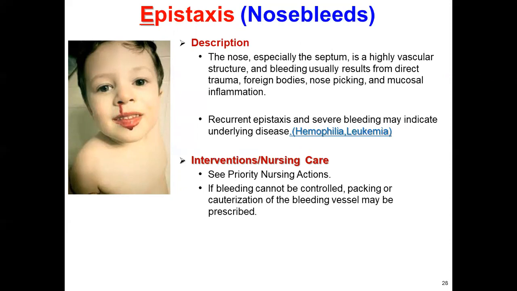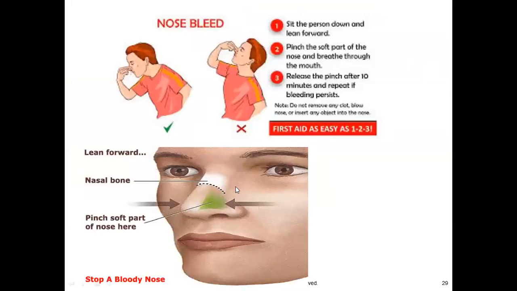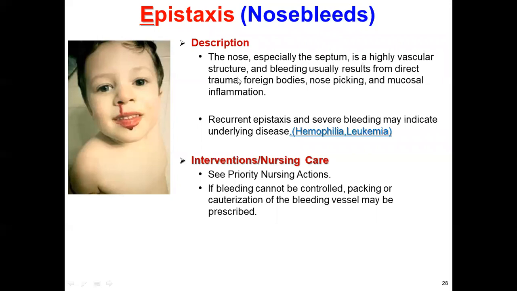Let me read it. The nose, especially the septa. So this is the nose, the partition that divides the two nostrils, we call septum or septa. It is highly vascularized. So this area is highly vascularized. And also the bleeding usually results from direct trauma or foreign bodies, nose picking, or mucosal inflammation.